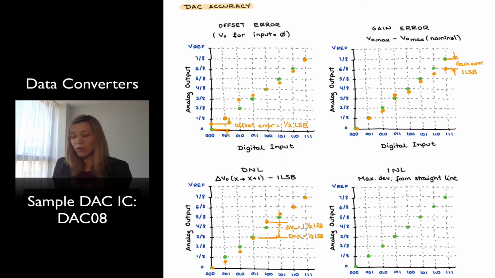And then finally, the integral nonlinearity represents the maximum deviation from the straight line. So imagine in the case where I had something that goes like this, then it slowly returns back to normal. The green here represents my straight line, and the maximum delta will be at this point. And it will be a maximum delta of 1 LSB, so that will be my INL, or integral nonlinearity. It will be that maximum deviation from the straight line.